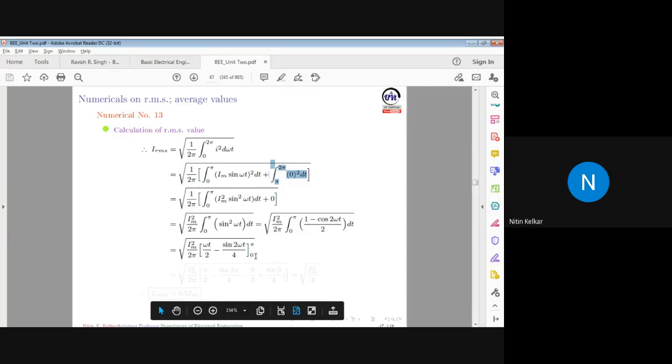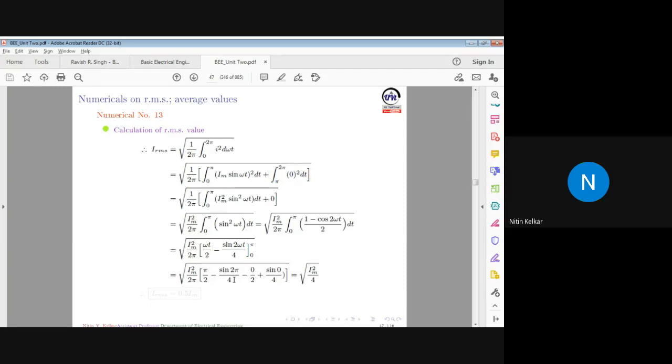Now I just have to put the integration limits. So that activity I have also carried out. First the upper limit I have substituted. So it is pi by 2 minus sine of 2 pi upon 4, minus 0 by 2 minus of minus, that will become plus, so it is plus sine of 0 by 4. If you simplify it further, how much is the value of sine 2 pi or sine 360?